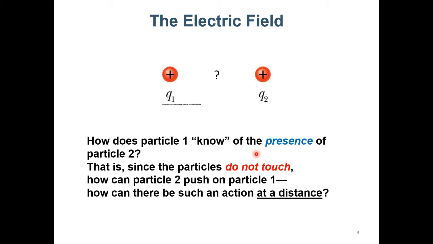Now, a question is, since the particles do not touch each other, how can particle 2 push particle 1? How can Q2 push Q1? We know that there is a force repelling them, but they don't physically touch each other, and still they push each other away. So how can there be such an action at a distance?